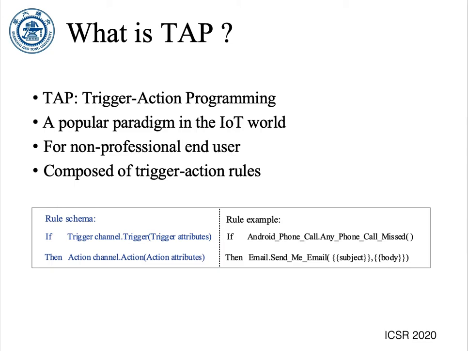The key elements of a TAP rule are trigger channel, trigger, action channel, and action. Here, trigger channel and action channel are specific devices or services. Trigger and action are the functions of channels. For example, a user who wishes to receive a reminder email when a phone call is missed can write a rule like the rule example in the figure.